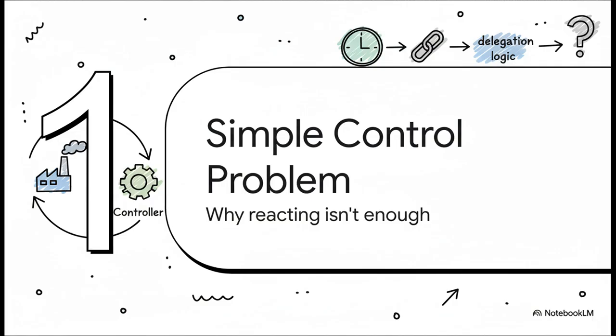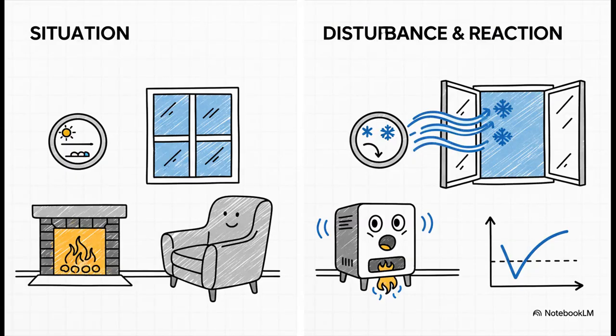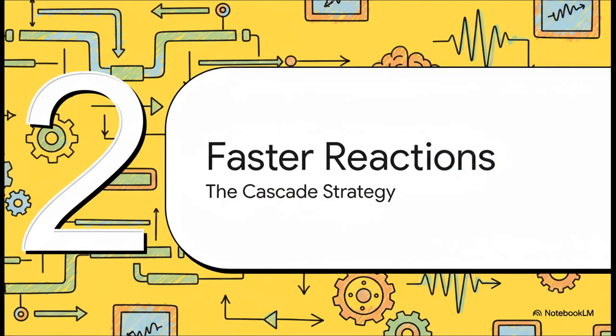And really, it all boils down to one thing. Just reacting to a problem after it's already happened, well, that's not always good enough. Let's go right back to our trusty thermostat. If somebody throws open a window on a freezing winter day, a simple controller only knows the room is cold after that blast of cold air has already hit the sensor and the room temperature has started to drop. It's always playing catch-up. Now, in an industrial plant, that kind of delay could ruin a multi-million-dollar batch of product, so not ideal.